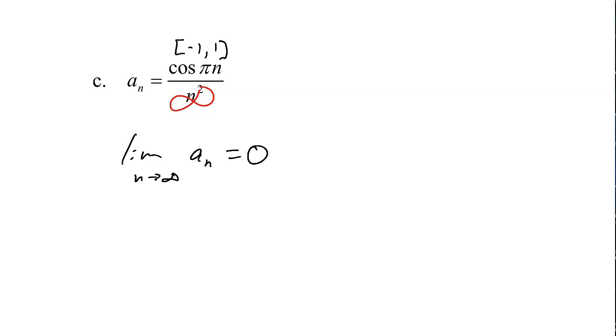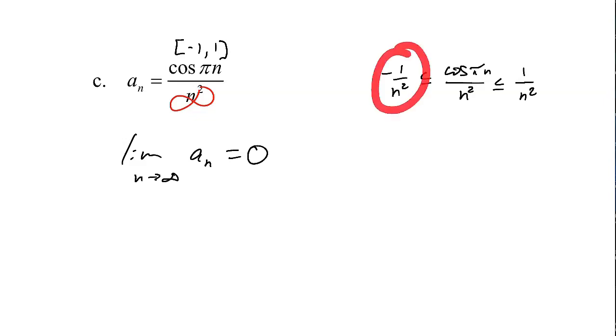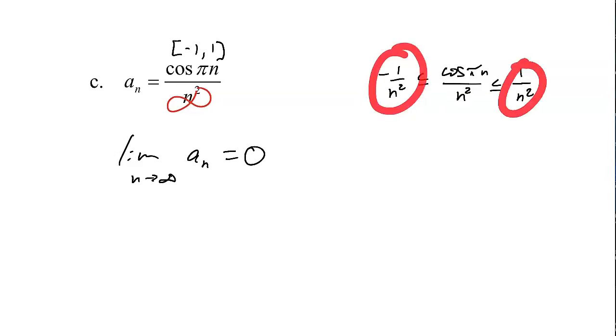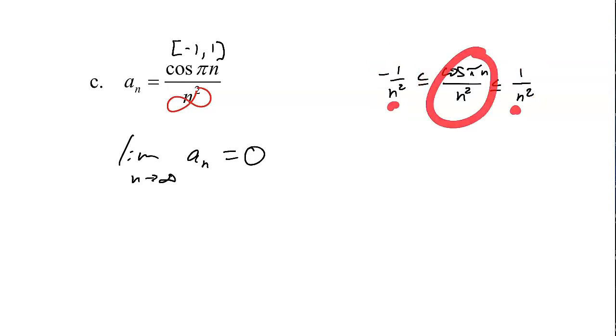That's it. If you need the technical squeeze theorem type stuff, right, -1 is our lowest, and cosine of pi n over n squared will stay somewhere between that and 1 over n squared. The limit as this goes to infinity is 0. The limit as this goes to infinity is 0. So since both sides go to 0, the interior function must also go to 0 as well. That is the squeeze theorem. It's squeezing those two to 0.